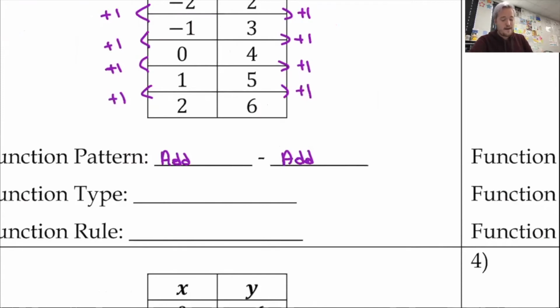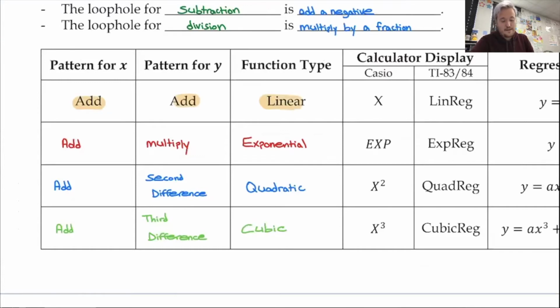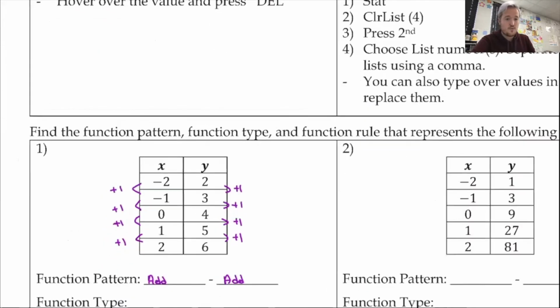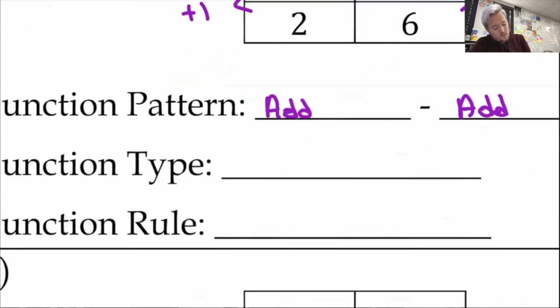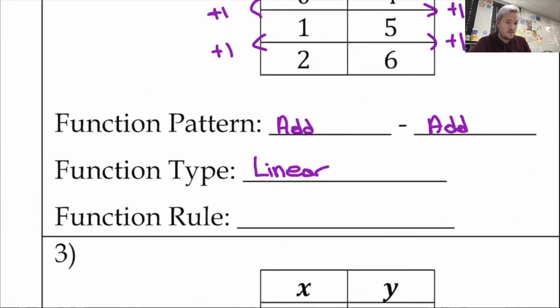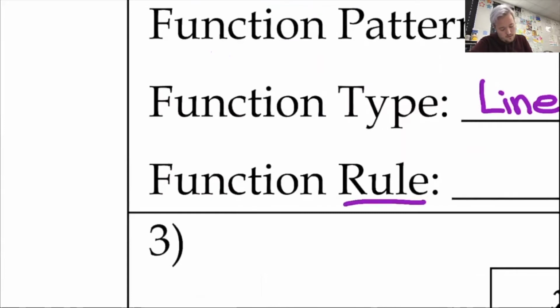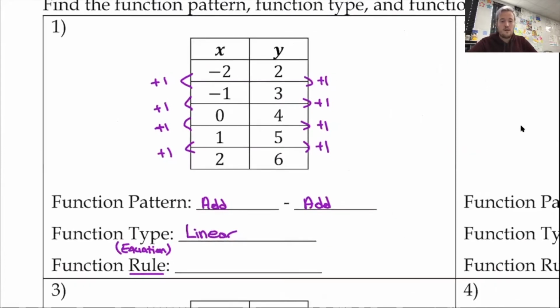And an add pattern, if you look back up here, is going to correspond to a linear function. So this is going to be a linear regression that we're going to do here. Regression is just a fancy way of saying we're going to find the equation. So an add corresponds to a linear equation. And then the actual function rule is what the calculator is going to do for us. So when I say rule, this is the equation. All right, so highly recommend keeping this problem handy.